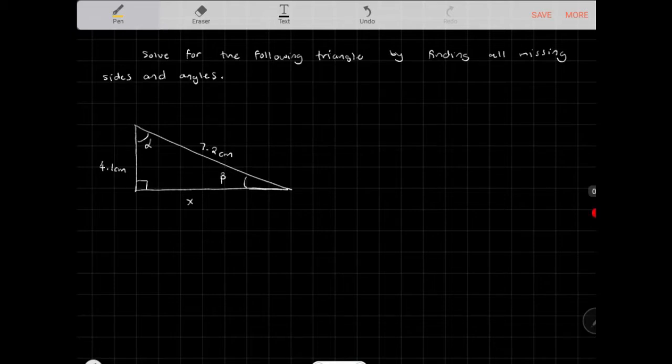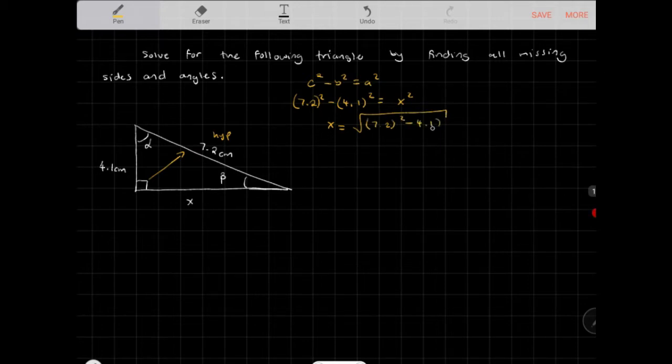So I'm going to just do that out really quickly, but I also want to demonstrate that you can do this by using trig. Now, if we do use Pythagorean theorem, we can understand that c squared, which is the hypotenuse, and the hypotenuse is always located across from the right angle. C squared, the hypotenuse, minus b squared, which is any of the other two sides, is equal to a squared, right? So in this case, a squared is x squared. So we can understand that 7.2 squared minus 4.1 squared is equal to x squared. So therefore, x is equal to the square root of 7.2 squared minus 4.1 squared.